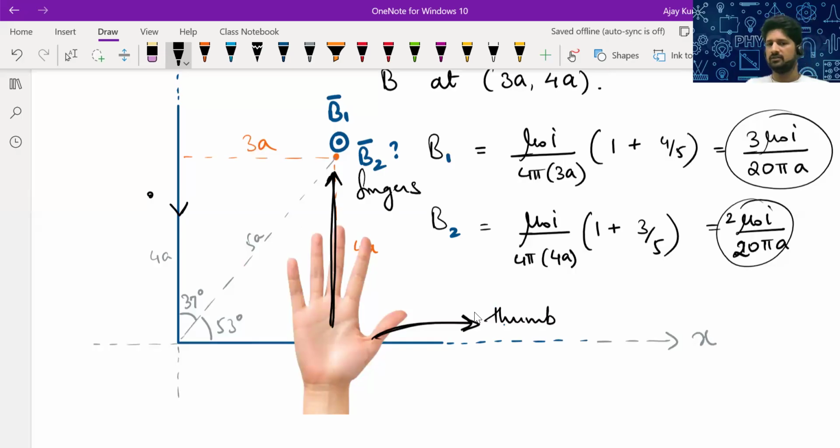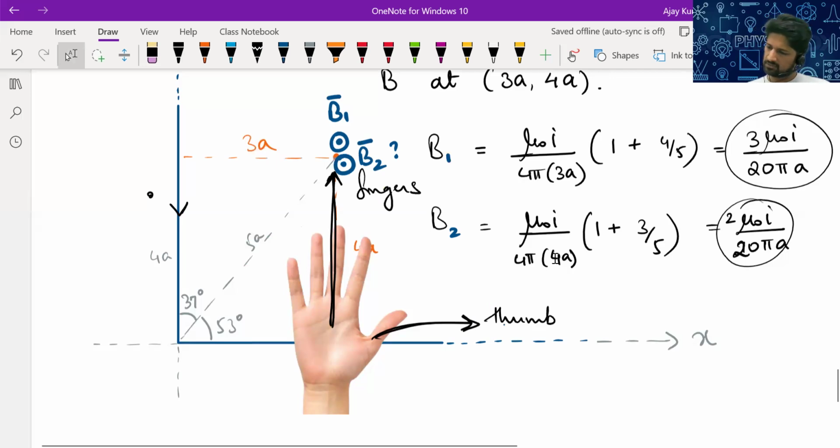Now you curl the fingers. Which way will the fingers move? Out of the screen or into the screen? Out of the screen. So that second magnetic field is also out of the screen. Then both magnetic fields are in the same direction. You add them, you'll get the net field.